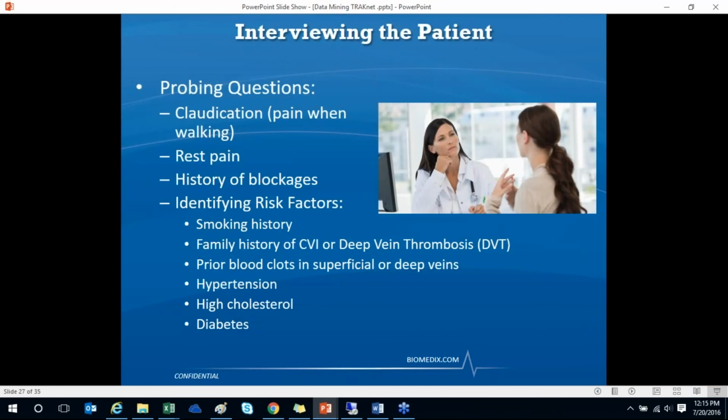The questionnaires also give you the opportunity to have your patients provide additional information to you by asking probing questions about claudication, rest pain, their history of cardiovascular disease. These questions will also help pull forward relevant risk factors.